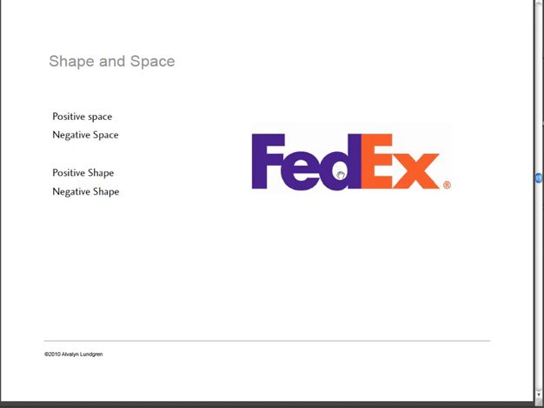Inside the D we have a negative shape. Inside the E, because it's kind of touching the D, that's a negative shape. This is negative space, this is negative space. This inside the E right here is a negative shape. Now look at the space between the E and the X. There's an arrow there. That is negative shape, and it is specifically and deliberately contrived by the designer. He meant to do that.